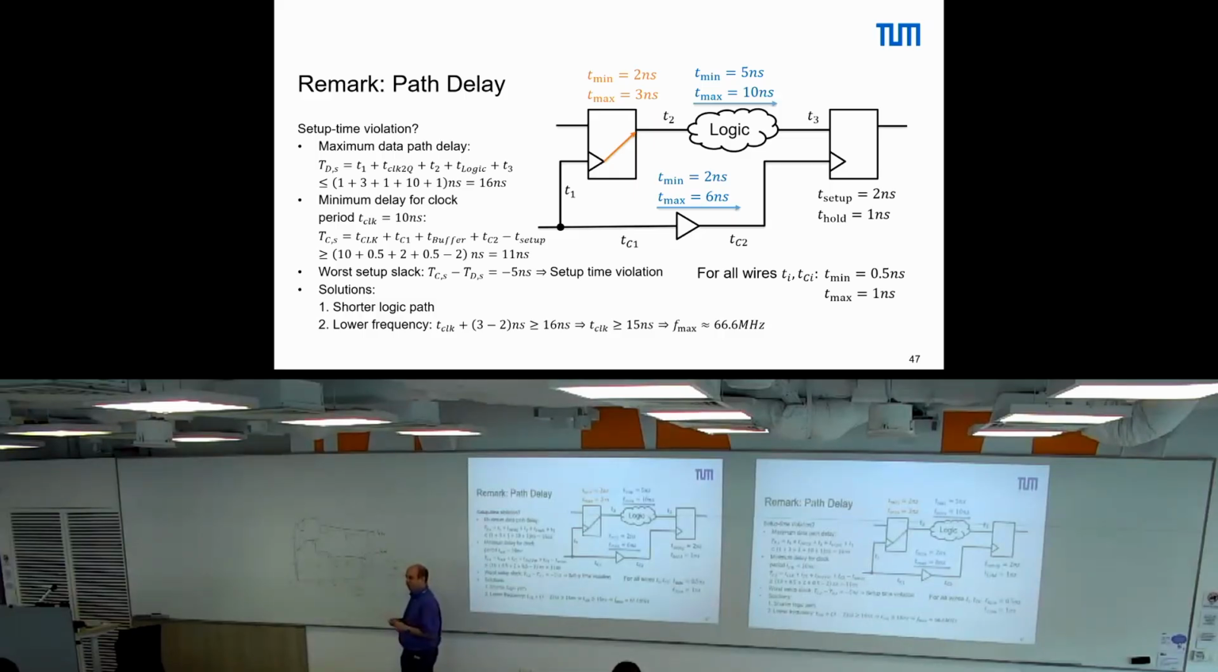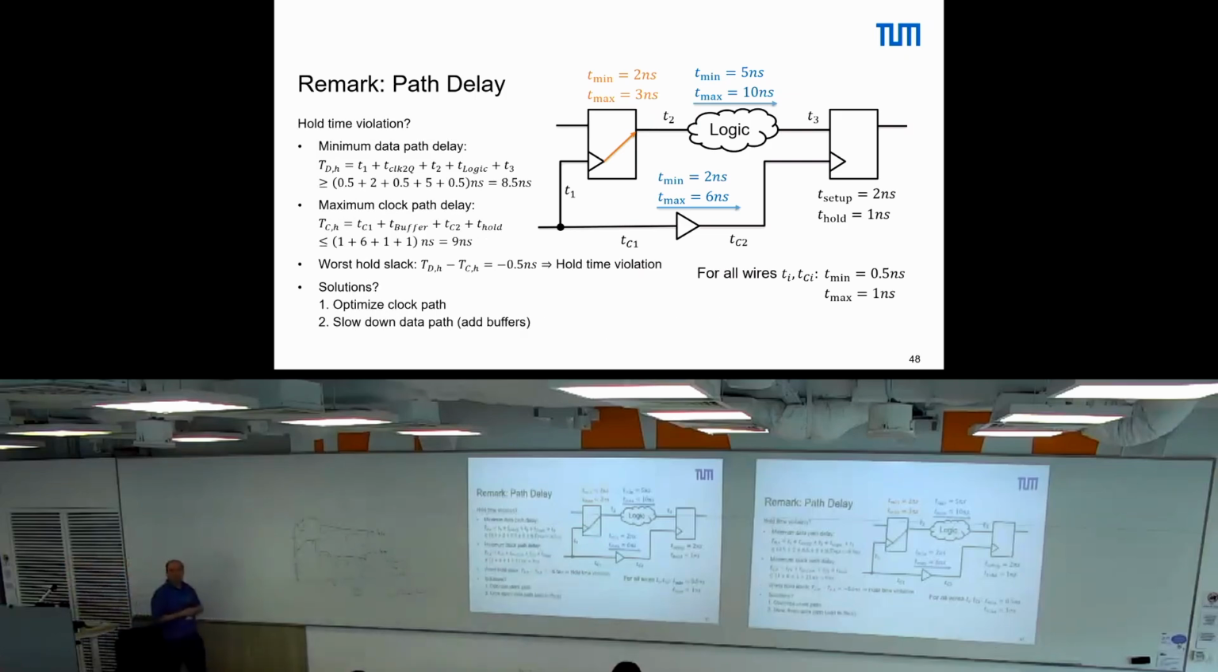What is missing? Let's look at the next slide. What is missing is hold time. So what does hold time mean? Hold time means that whenever a clock arrives here, the data at the output should not be overwritten before it is output. So that means the data path here needs to be slower than the clock path. This is also why I had this T_D min.